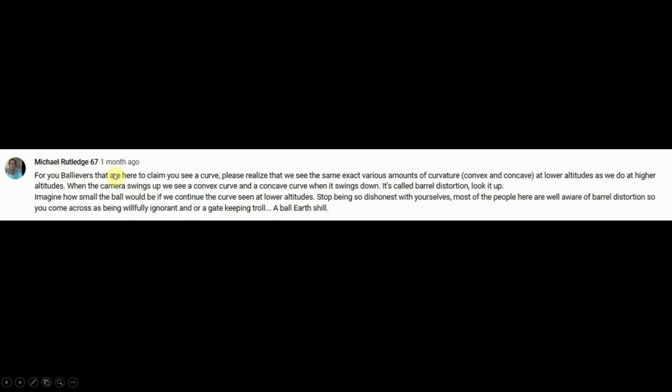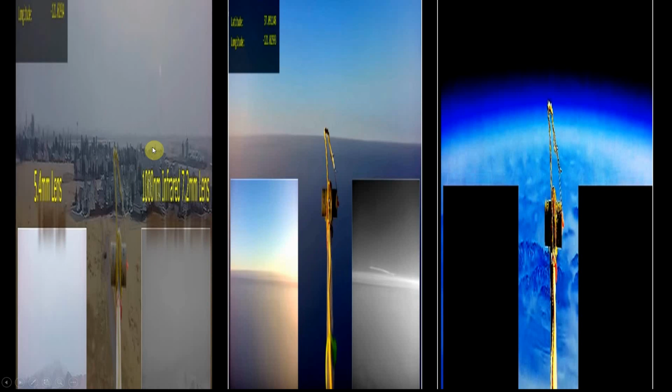So just for you, Michael Rutledge 67, when you think that you see the exact same amount of curvature at low altitudes as we do at high altitudes, and it's all about barrel distortion, maybe you should look into it first. And as flat earthers love to say, do your own research. Low altitude, medium altitude, high altitude. Distinctly different, and lots of curvature.